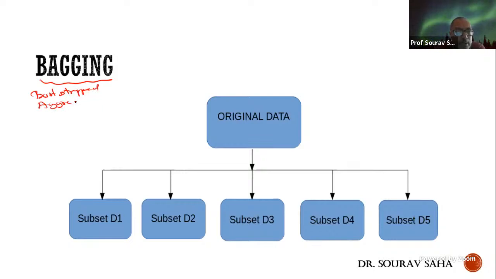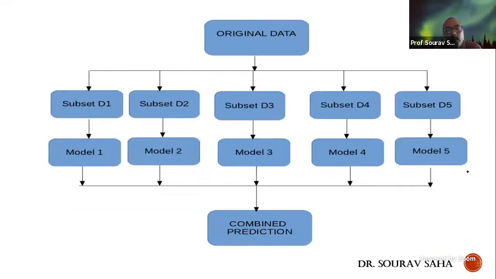Bootstrap aggregation. First, you create these bootstrap samples, right? So original data. From here, you create subset 1, subset 2, subset 3, subset 4, subset 5. You create these bootstrap samples. And then on the subsets, you fit your model. So model 1, model 2, model 3, model 4, model 5, right? And then you combine the predictions, right?